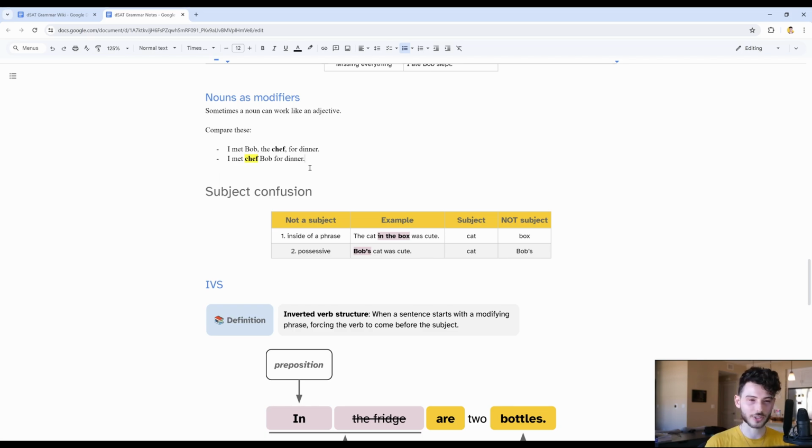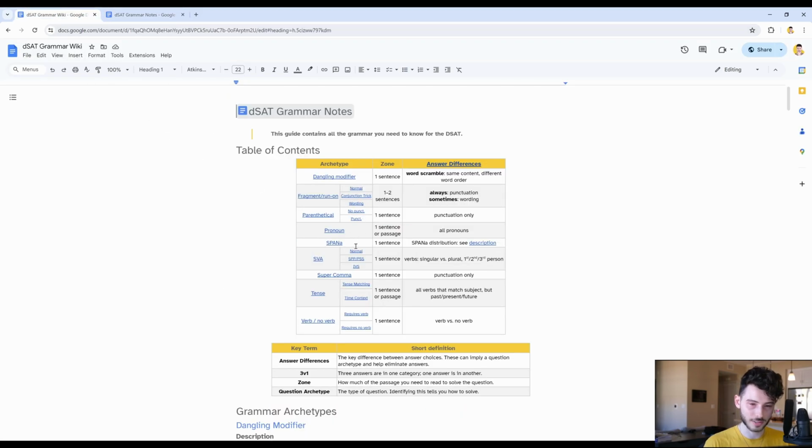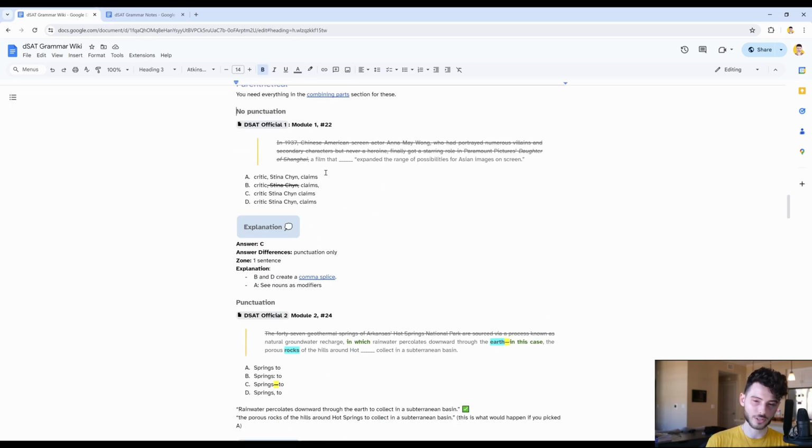This seems like a stupid thing for me to put an entire section for, but it's actually a very common trick on the DSAT. Let me go to the no punctuation archetype for parenthetical. If you look at this actual question from an official DSAT packet, they do this thing. Critic Stina Chin. She is a critic. It's the same as Chef Bob. So you actually want to have no comma here. So that leaves you with C.